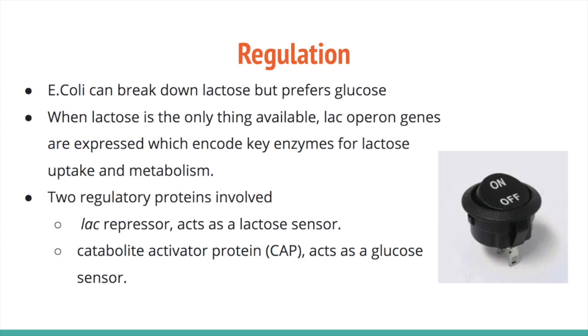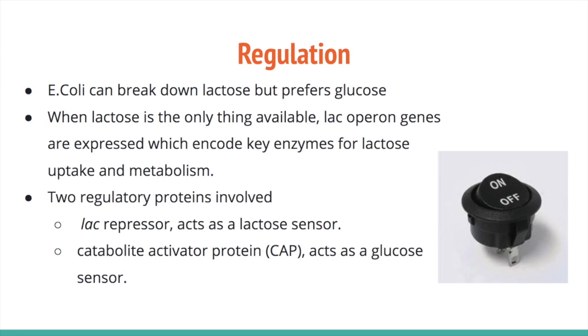In order to break it down, the lac operon genes must be expressed, which encode critical enzymes for lactose uptake and metabolism. To be as efficient as possible, E. coli should only express the lac operon when lactose is available and glucose is not available. Glucose and lactose levels are detected by two regulatory proteins. The lac repressor, which will be discussed later in the video, acts as a lactose sensor, and the catabolite activator protein acts as a glucose sensor.